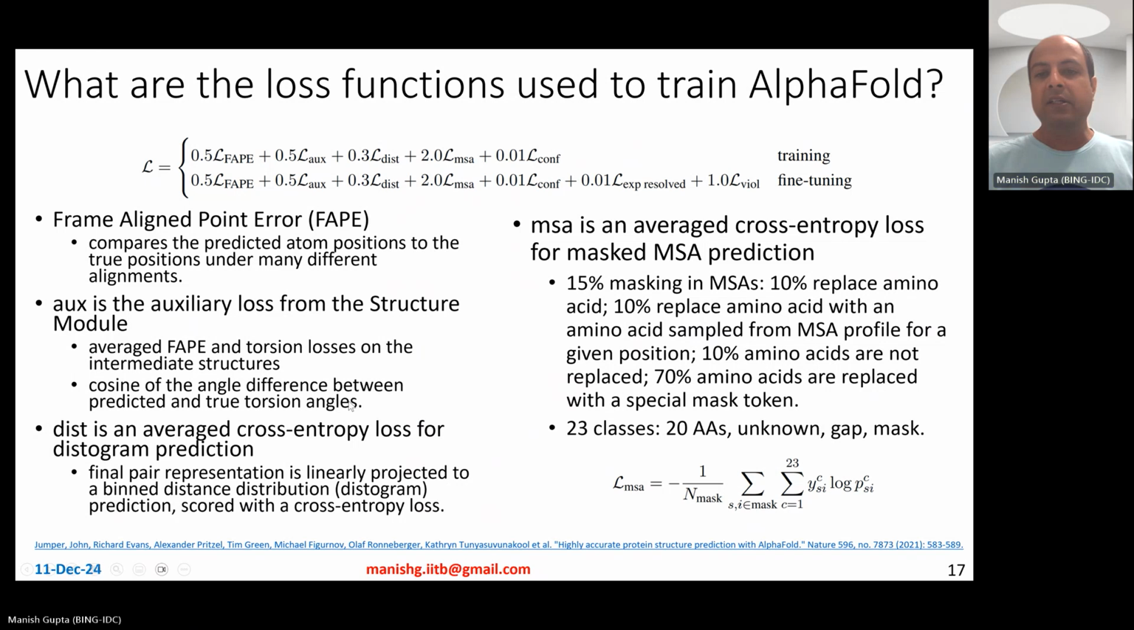Okay. Then the MSA loss. MSA loss is an average cross entropy loss for masked MSA prediction. So remember, we did some sort of masking when we were coming up with MSA representations.